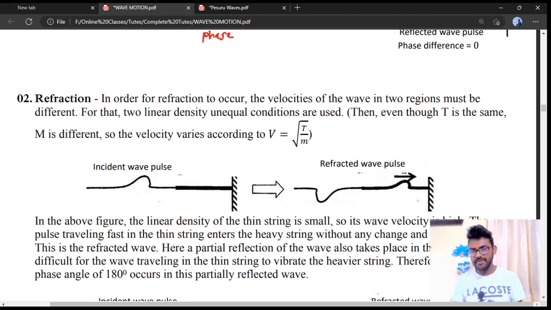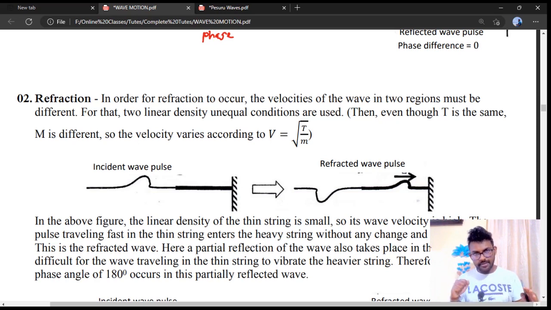Similar to the question given, we can have a heavy string and a light string. Now in this case, it is given a heavy string and a light string connected like this. Now this is the incident pulse. Now the pulse is coming all the way up to the boundary, right? All the way up to the boundary. After this point, we have the heavy string.